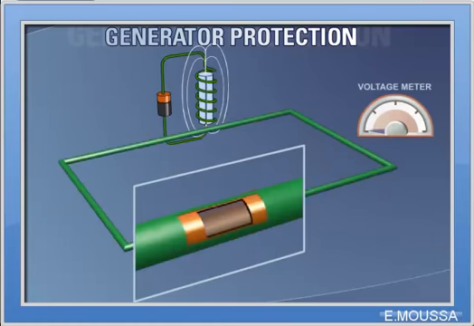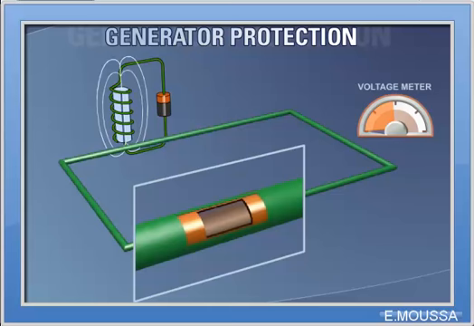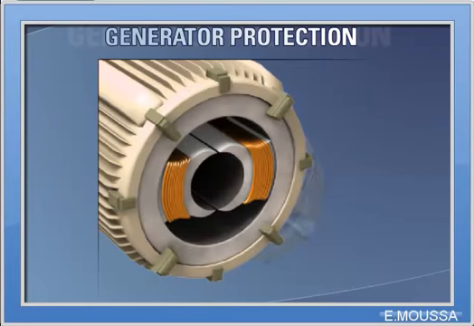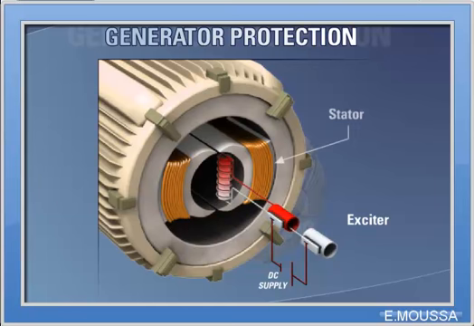When magnetic lines of flux cut through a conductor, a voltage is induced in the conductor. The magnitude of the voltage is proportional to both the strength of the magnetic field and the speed with which the magnetic field cuts through the conductor. A single-phase generator is composed of two major components, the exciter and the stator. The exciter is an electromagnet that rotates about its axis as shown.